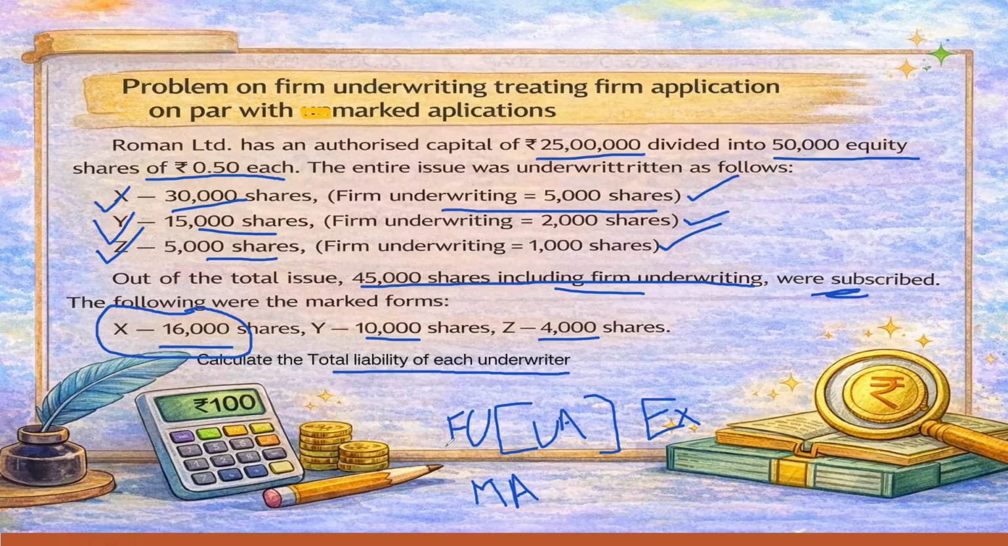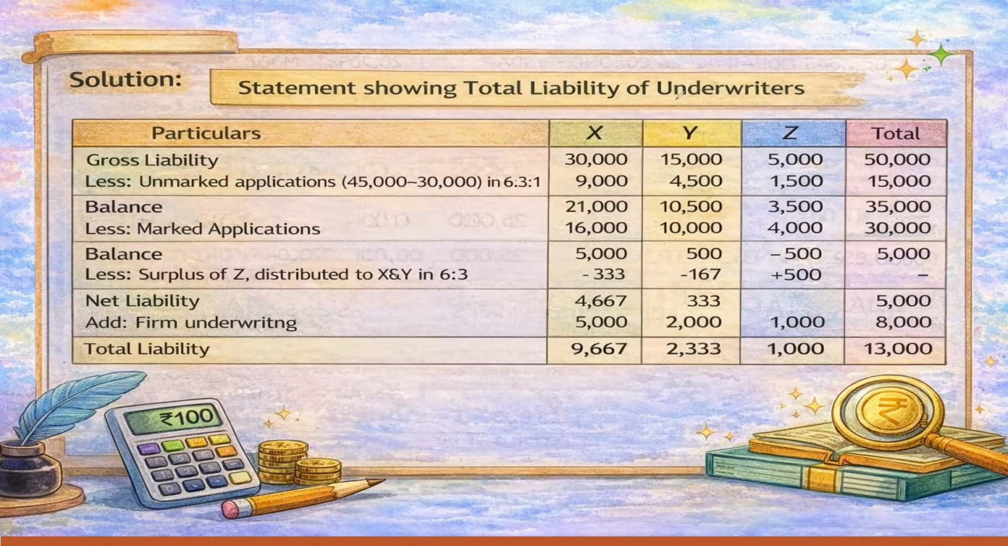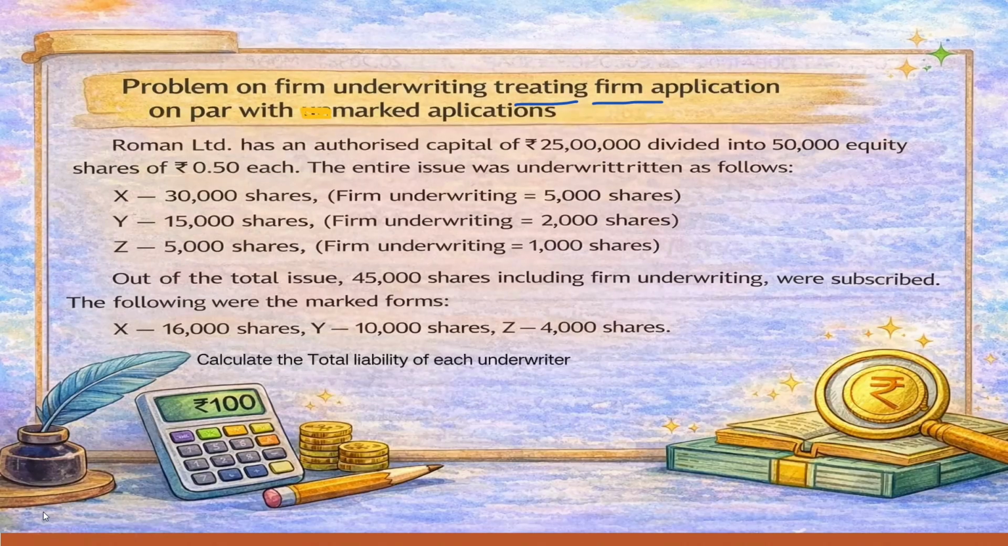Let us do the solution now. Statement showing total liability of underwriters. So here we calculate the total liability as the firm underwriting is also given. So gross liability, it has given 30,000, 15,000 and 5,000. Total 50,000 shares of gross liability is there. Now we have to calculate the unmarked application. So as you can see, the total applications given is 50,000 shares. Out of this, 45,000 shares are subscribed. The subscribed shares are 45,000 shares.